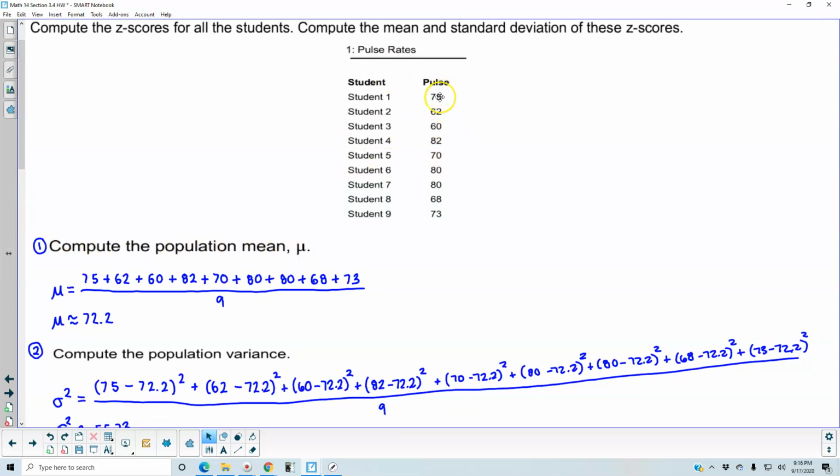So we have the pulse rates, 75 to 73. If we add those all up and divide by 9, that gives us the population mean of 72.2.